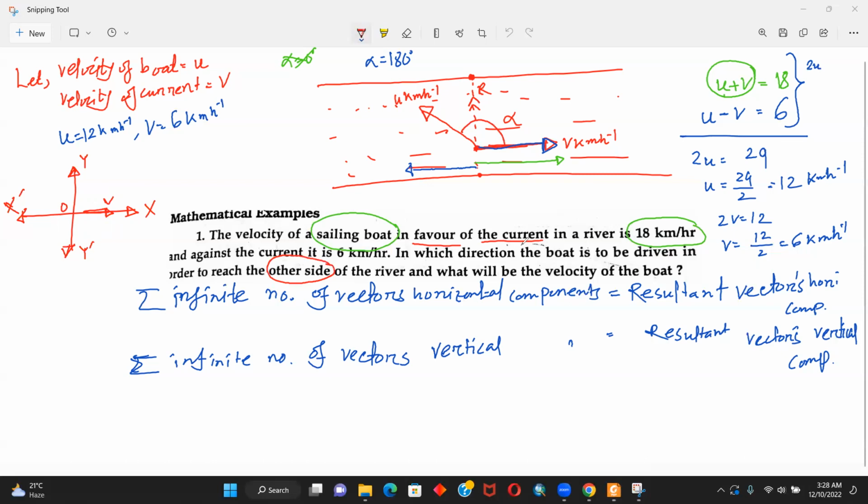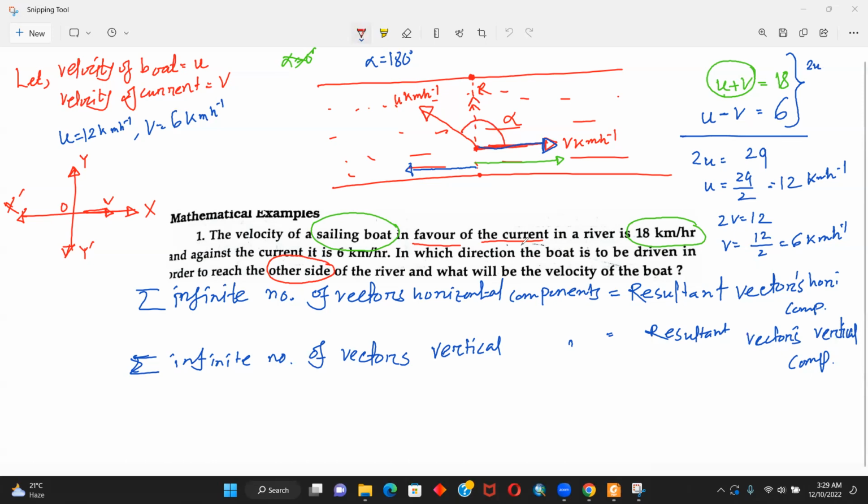How come it's 90? What did I say? What is the angle between the x-axis and v? 0 degrees. So what is the vertical component then? How do you get the vertical component? The opposite.